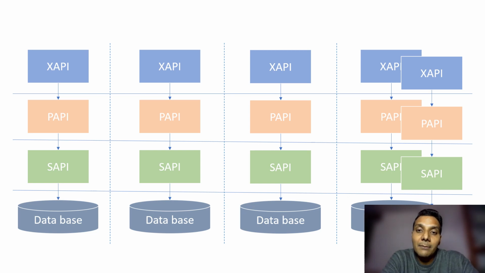And the problem that came was that for every business use case, every feature, we were writing three layers of API. Sometimes it felt extraneous, a lot of work, because sometimes the experience API is just a pass-through API. And sometimes you are just performing a get, and the mobile application needs some transaction details. So you write three layers of API, experience API, process API, system API.